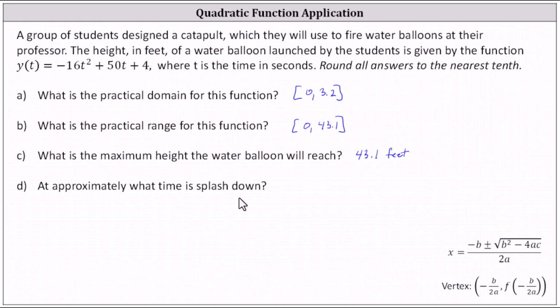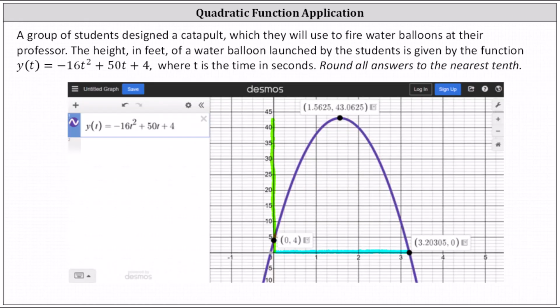And then for part D, at approximately what time is splashdown, that would be the maximum value in the practical domain of 3.2 seconds. That is how long it takes for the water balloon to hit the ground, which again, going back to the graph, is this t-intercept here on the right.